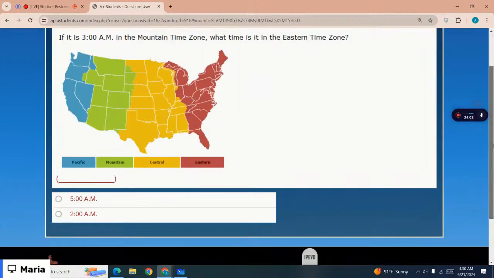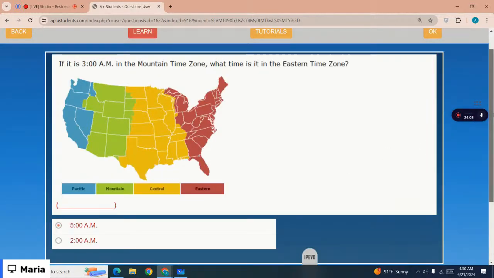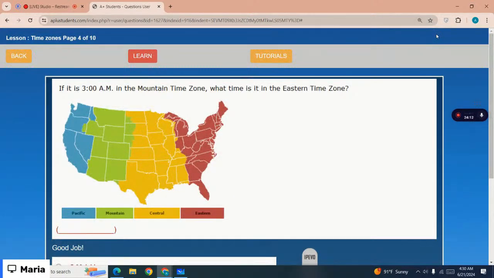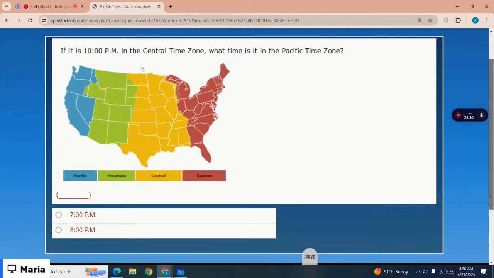Okay, so that is 5 a.m. Let's just start with the next question, right? If it is 1 p.m. in the central time zone, what is it in Pacific time zone? Which is the correct option? Here is the Pacific time zone and here is the central. Pacific time zone is 2 hours behind central. So here you have 10. So 10 minus 2 is 8.